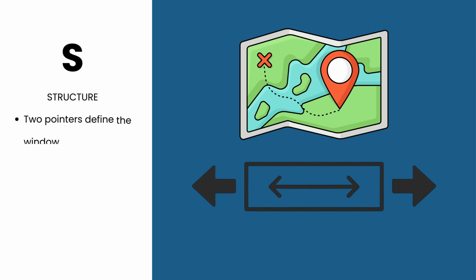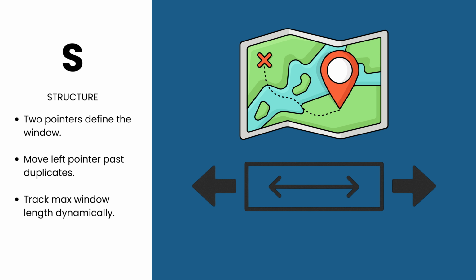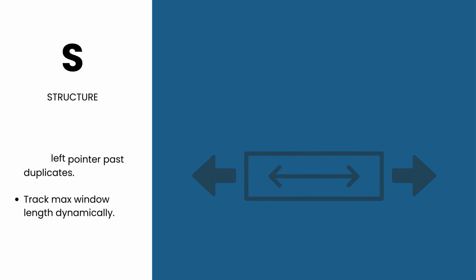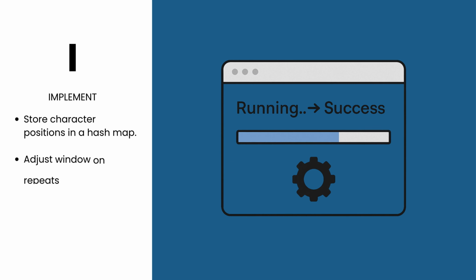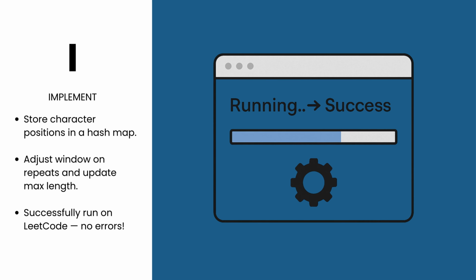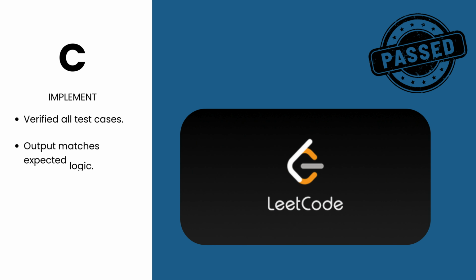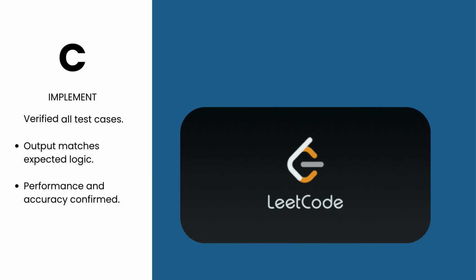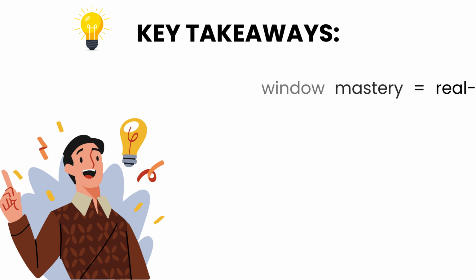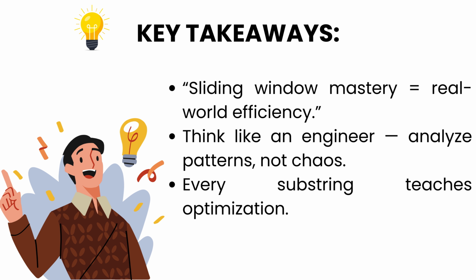Two pointers to define the window, a map to store character positions, and a way to slide the window forward whenever we hit a repeat, always keeping track of the maximum length seen so far. Implement recap. We then implemented the logic cleanly and ran it on LeetCode, no errors, just a smooth execution. Check recap. The test cases confirmed everything worked as expected, and our solution passed across all examples. Closing insight. The real takeaway? Sliding window problems are all about balance, knowing when to expand and when to contract. Master this technique, and you'll fly through a whole category of string and array problems with confidence.